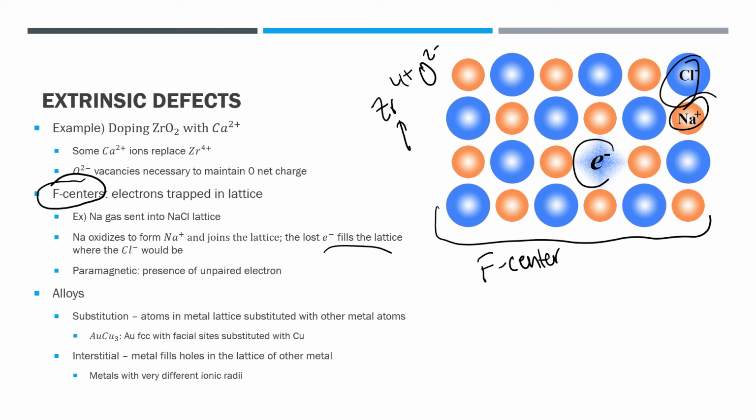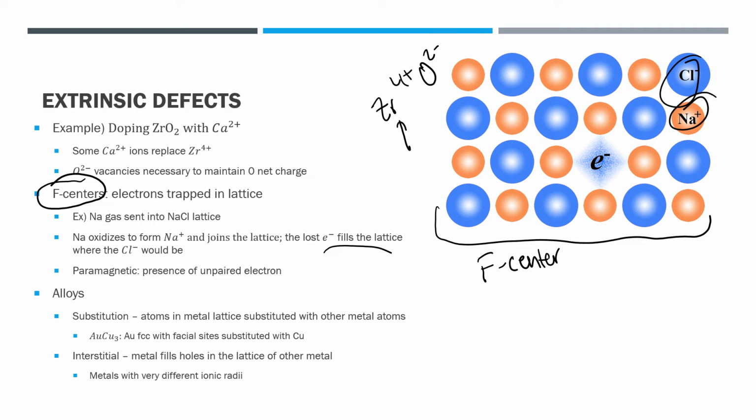Because if this was a chloride, we would have all paired electrons. There would be 8 paired electrons in a chloride minus ion. But in this case, we just have a single electron, so we have an unpaired electron. This gives properties that aren't going to be there in a pure NaCl lattice, and that's why they're so interesting to study. And finally, let's talk about alloys.